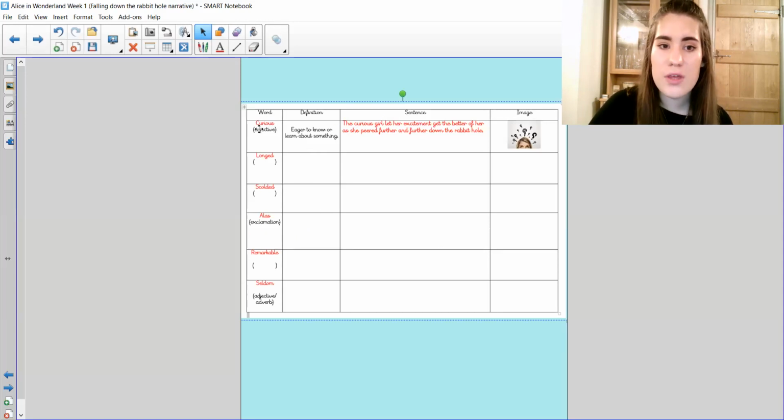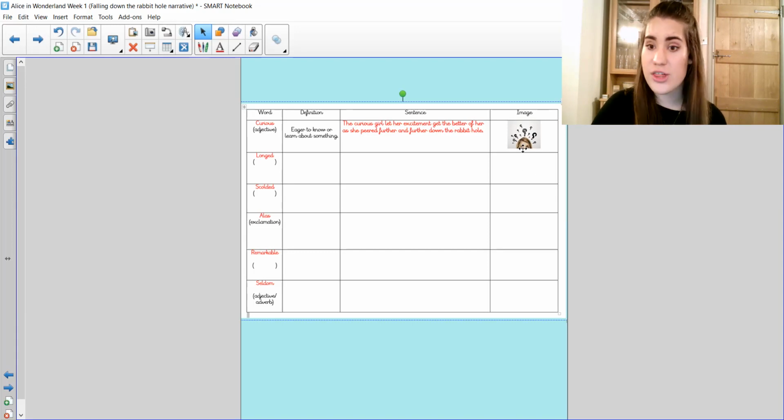Okay, then after you've done your word class and your definition, you're going to have a go at writing that in a sentence. So for example here, for my word curious, I've written: the curious girl let her excitement get the better of her as she peered further and further down the rabbit hole. Okay, I've not just written "the curious girl read a book" because that doesn't really tell me that the girl is curious. I've used it more accurately in a sentence to describe why the girl is curious as well.